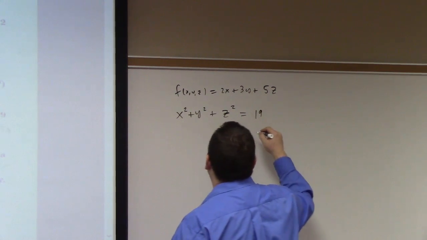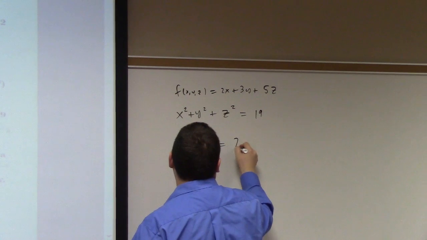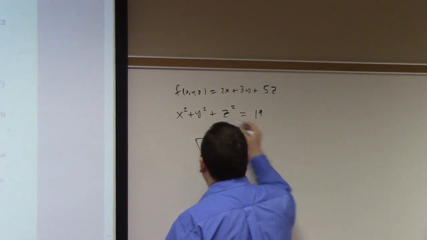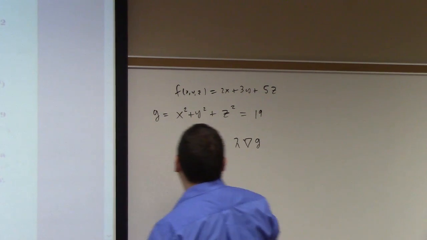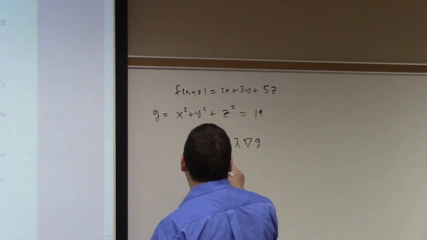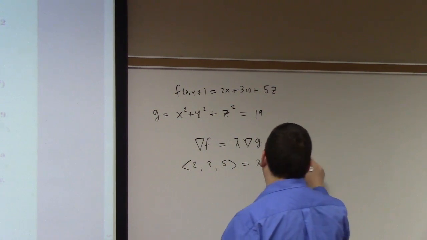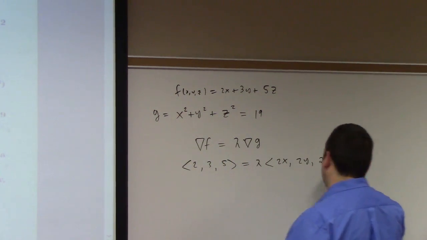So basically what I want to solve is the gradient of f equals lambda times the gradient of g. This is my g, right? So that means I have to solve (2, 3, 5) equals lambda times (2x, 2y, 2z).